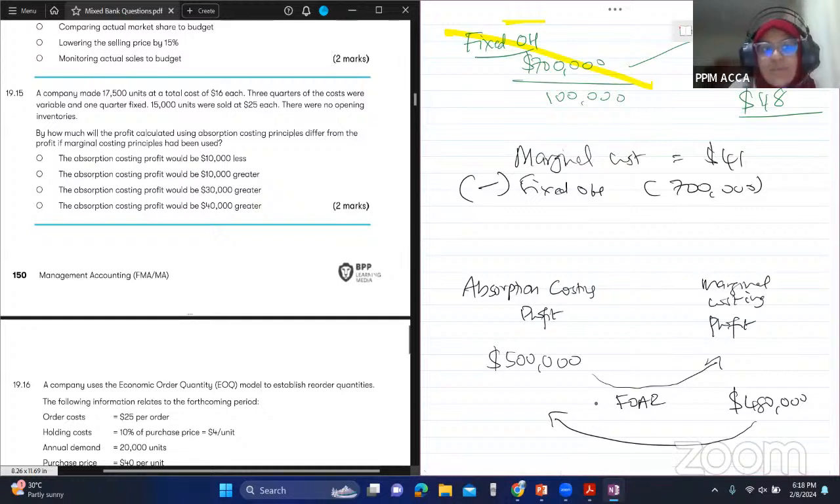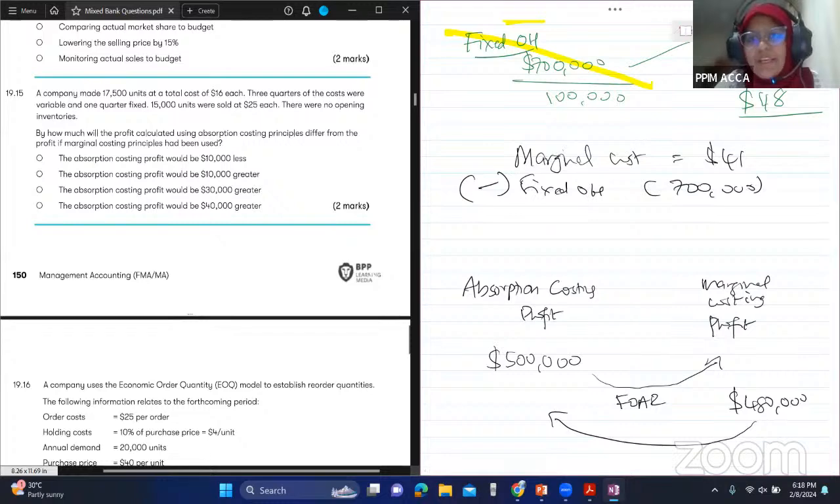Okay, so in this question, they are testing that. So what are they saying? By how much will the profit calculated using absorption costing principles differ from the profit if marginal costing principles had been used? So they're asking you, what is the difference between absorption costing profit and marginal costing profit?